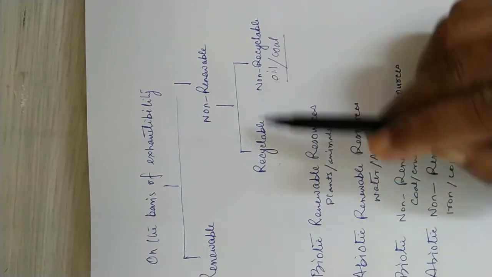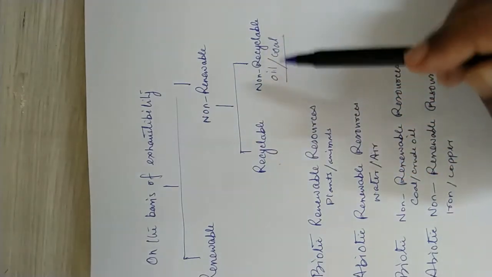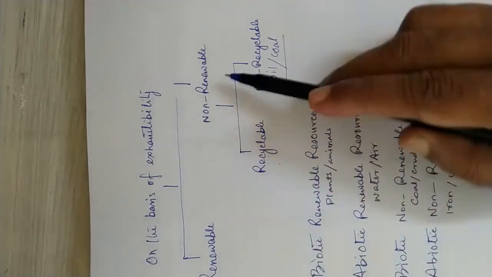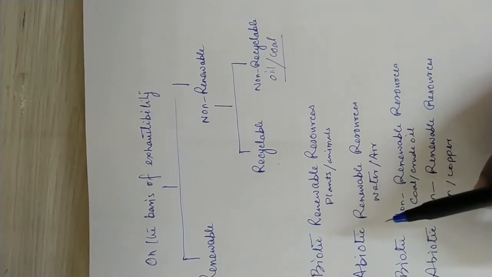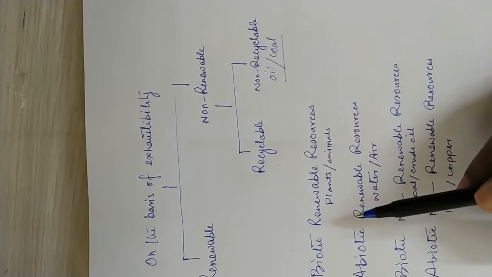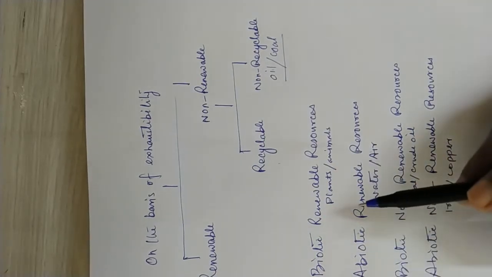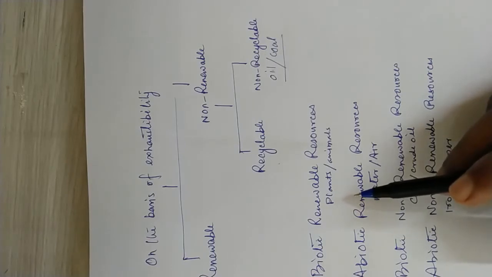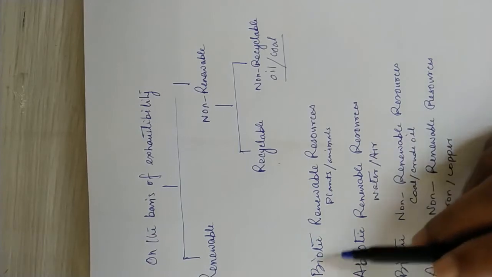This is a very simple point, but you will have to remember this, that non-renewable resources can be recyclable as well as non-recyclable. Another point I want to make here is that renewable and non-renewable resources can be either biotic or abiotic. If its source of origin is a living thing, and if it is renewable, then we call it a biotic renewable resource. For example, plants and animals. Plants and animals are renewable resources because they renew themselves. They multiply, so they renew. And since their origin is living things, they are called biotic renewable resources.